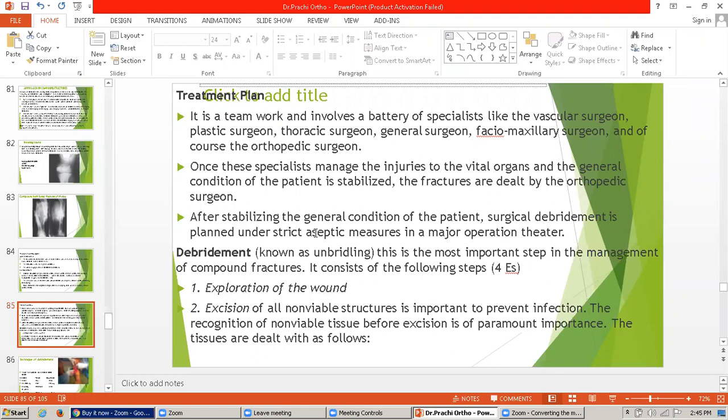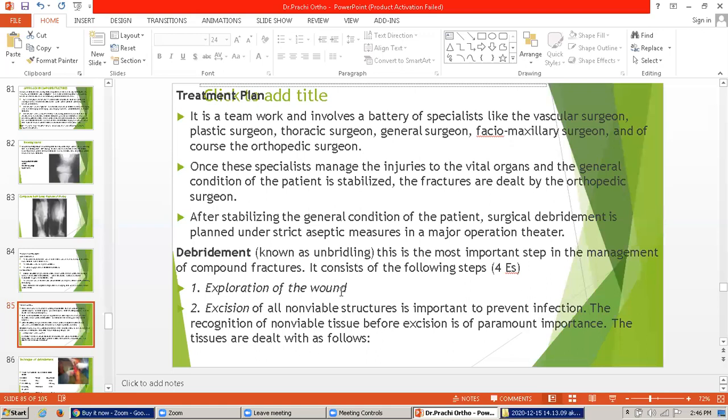After stabilizing the general condition of the patient, surgical debridement is planned under strict aseptic measures in a major operation theatre. Then, debridement, also known as unbridling. This is the most important step in the management of a compound fracture. It consists of the following steps, that is 4 D's.